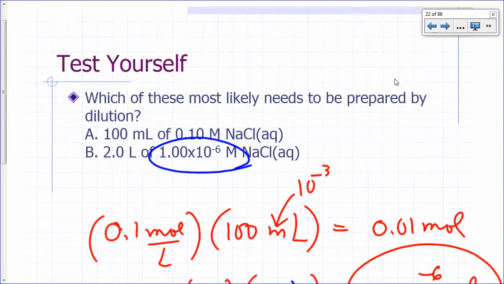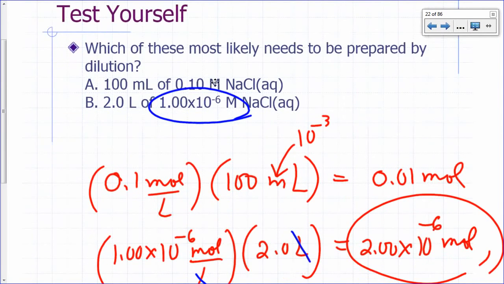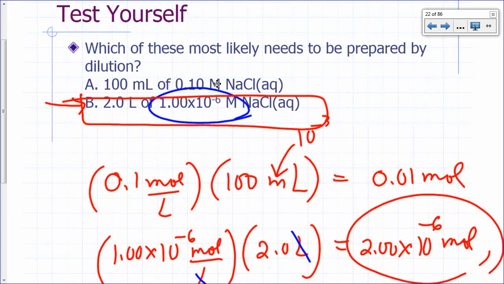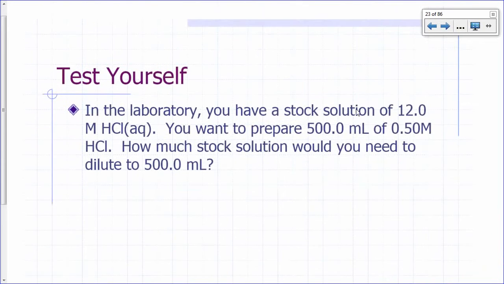So what you would do is you need to make some. The answer to this question then is this one right here, B. You're going to have to do dilution. You make a solution that's more concentrated, call that your stock solution. And from that stock solution, you can do a dilution. You can do a series of dilutions. It's a technique known as serial dilution to make progressively lower concentrations.